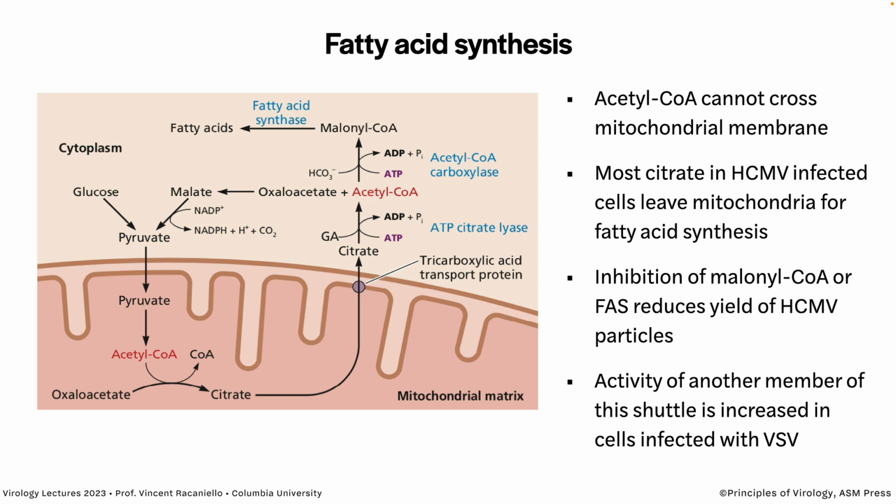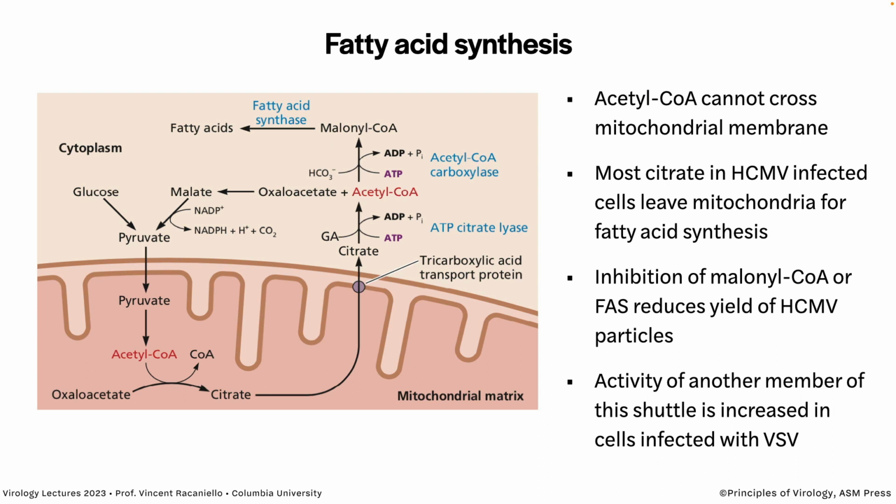But it cannot cross the membrane. It can't get back out. And so it has to get back out to participate in fatty acid synthesis pathways. And so it is converted to citrate in the mitochondria. So acetyl-CoA is converted to citrate. The citrate can be transported out by a transport protein, and that can be then converted back to acetyl-CoA and then eventually to other precursors of fatty acids.